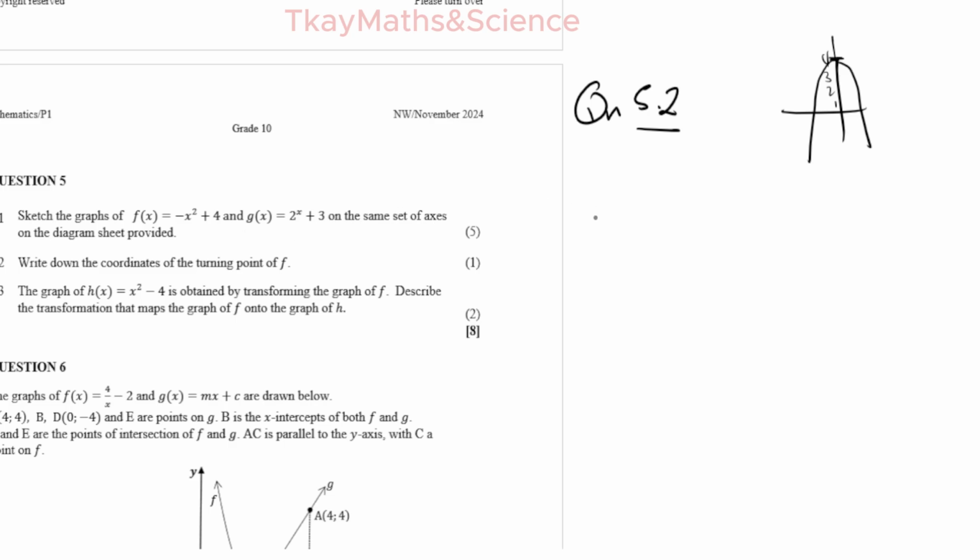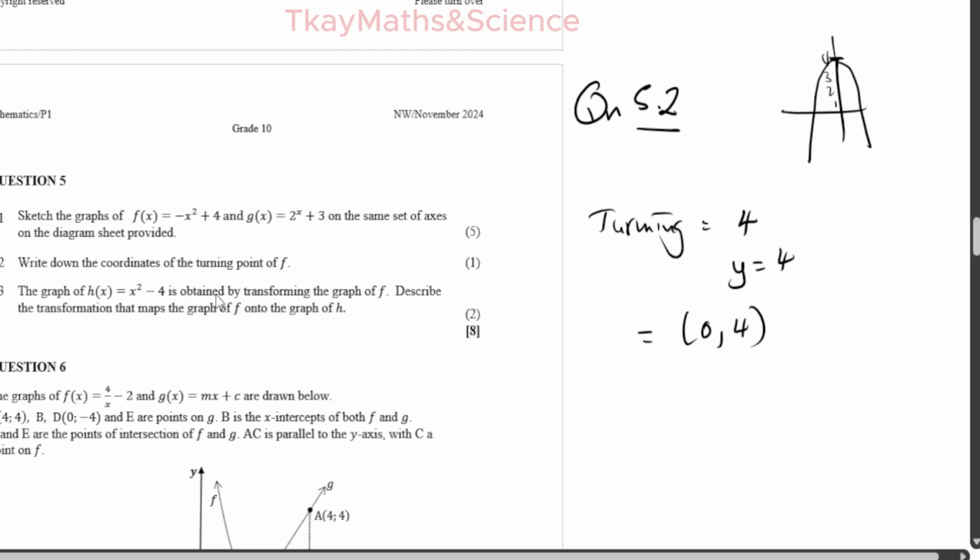So the turning point of f of x is equal to 4. y is equal to 4 there. And also we can write the coordinates as, since here it's 0 on x, so it's (0, 4), right? So that is our turning point. Okay, let's go on to the next one.